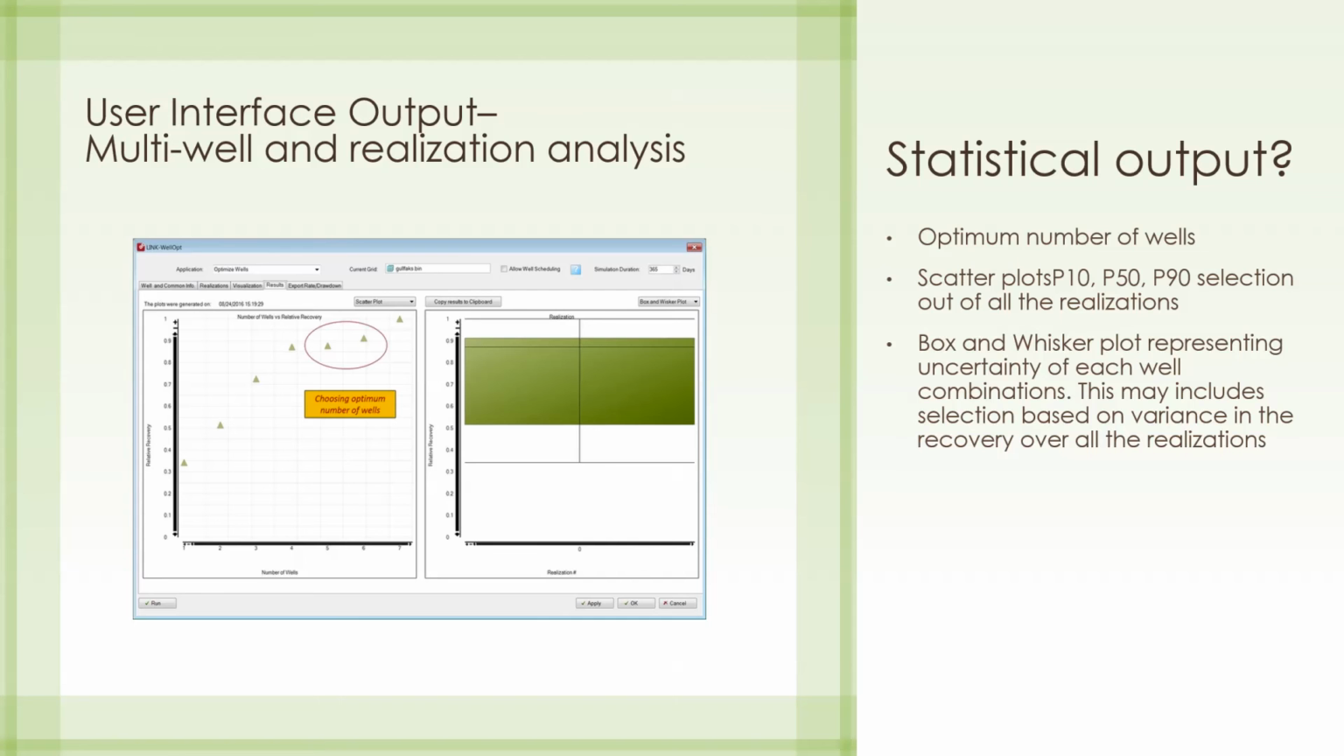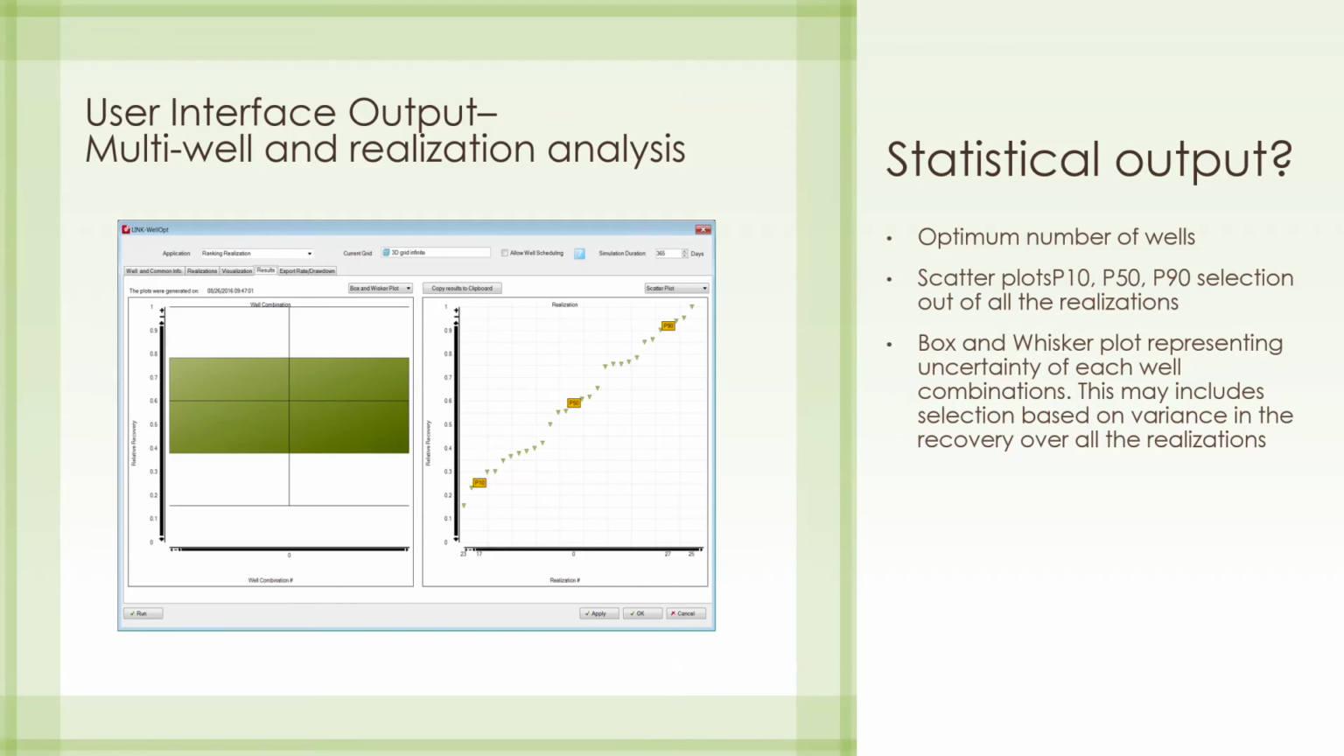LINK-WellOpt provides three different output categories. The first category, as shown in this slide, is a statistical output. The user can select whether to see a scatter plot or a box and whisker plot. The left figure shows the scatter plot to determine the optimum number of wells, which occurs when the cumulative recovery reaches a plateau. The figure on the right shows the box and whisker plot that indicates the uncertainty range of the case being run.